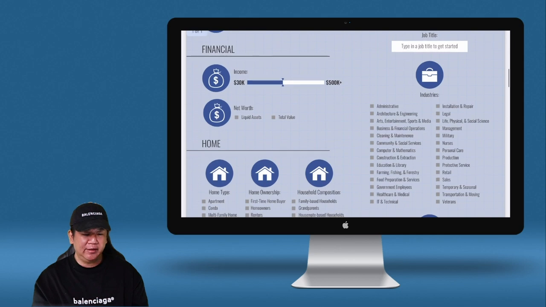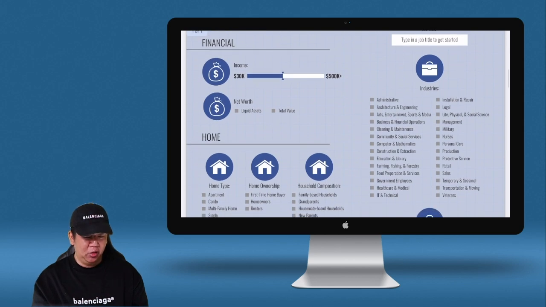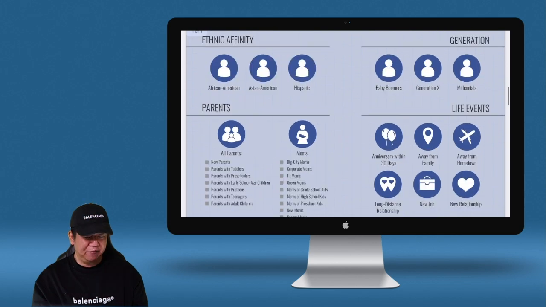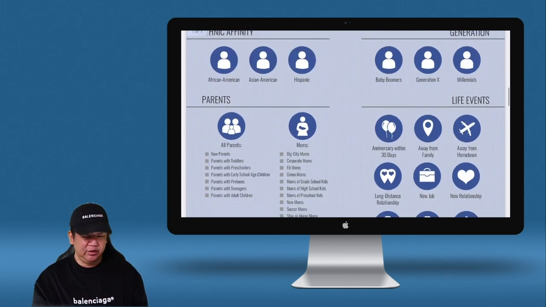Now, when it comes to financial, you can ignore this. This may be a US feature. It's definitely not available in this part of the world. So please ignore financial, ignore home as well, ignore office type. Ethnic affinity will not be very useful to you. We do not have generation.